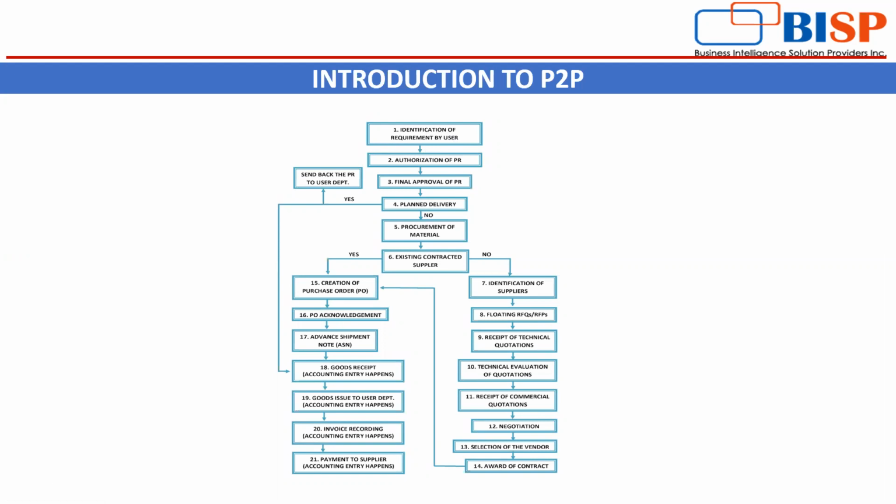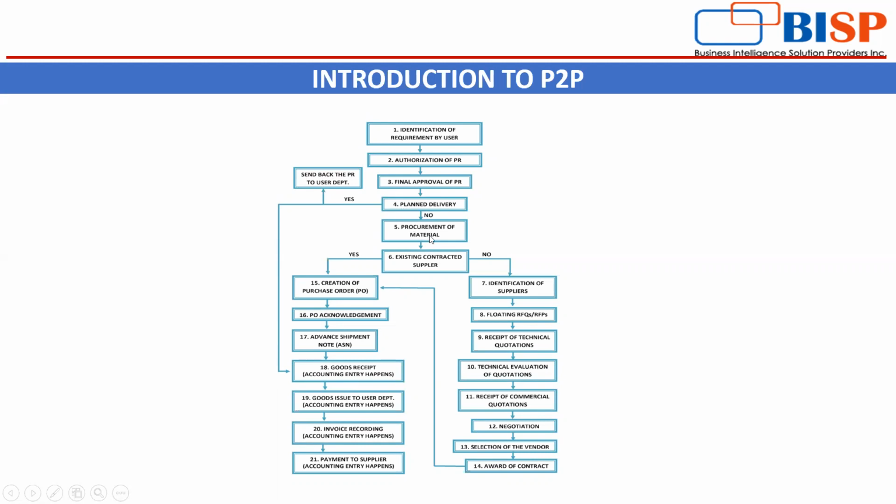Then we need to authorize our PRs. After the authorization, we need a final approval of PR. Then we plan delivery. If the planned delivery is final, then we send back the PR to the user department. And if everything is fine, the goods are received. But in case the deliveries are not planned, then we go for procurement of material.